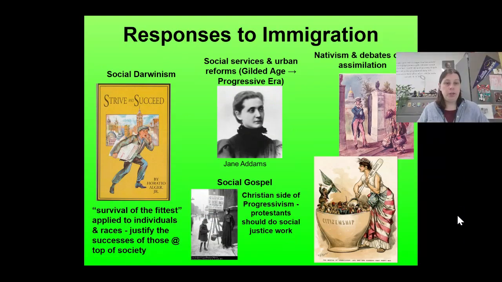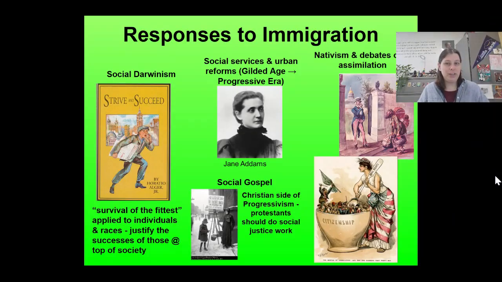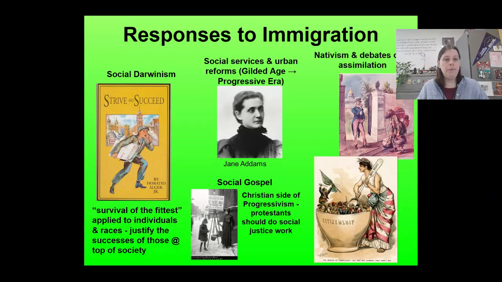Responses to immigration. There are several on this slide. So the social gospel is one that we were just talking about, and so is social Darwinism. Both of those essentially are positing that immigrants are a unique ethnic or demographic group inside of the United States that needs to be dealt with either through Christian charity or by just letting them fail, which would be the social Darwinism thing.